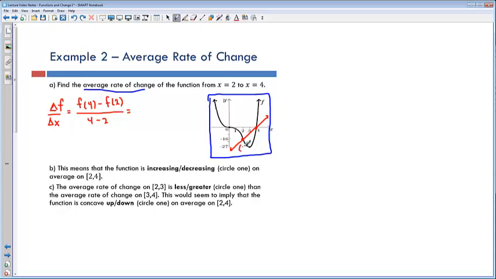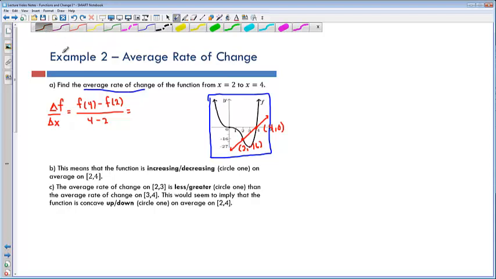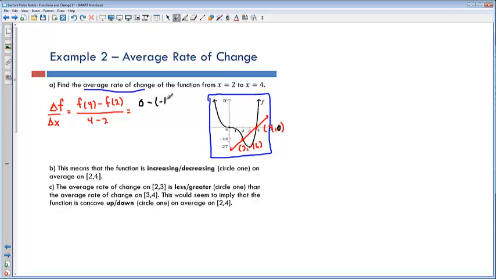So this point is (2, -16). And then this point up here, of course, is (4, 0). When I plug in, f of 4 is the output. So the output is 0 here, so I'll put 0 for f of 4, minus f of 2. f of 2, again, is the output, and that's negative 16, so I'll put that in parentheses, negative 16. And on the bottom, 4 minus 2 is just 2. So this is going to be equal to, 0 minus a negative is a positive, so positive 16, divided by 2, which of course gives us the number 8.